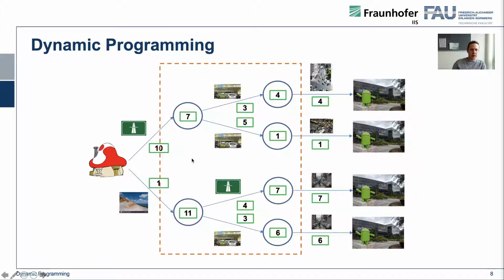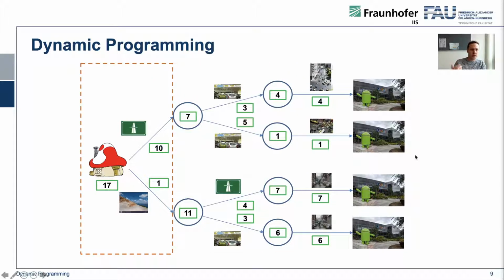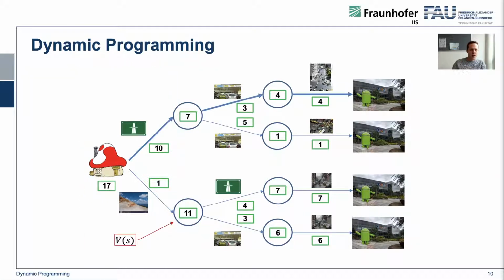And of course, I can also do this onwards to the root node, where I can say, okay, if I'm at home and I'm acting optimally, I can expect a return of 17 in total. So this is actually the principle behind dynamic programming and solving an MDP in just one example.